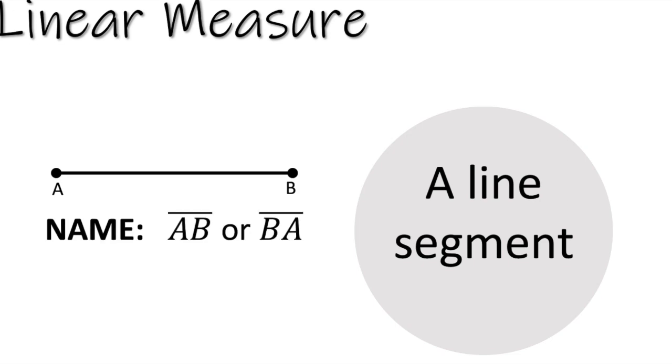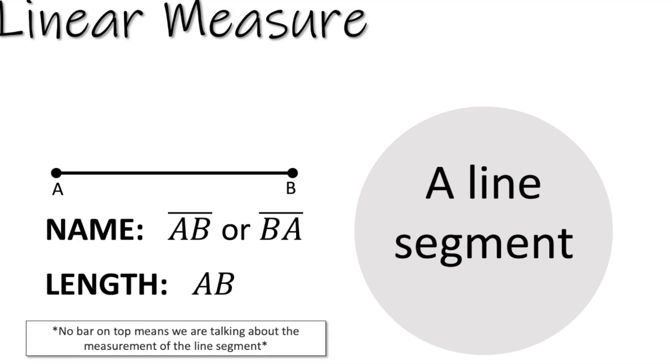We can name it either AB or BA. And notice on top, it's got that little bar, and that tells us we're talking about a line segment. We can also talk about the length of AB. Notice there's no little bar on top. When there's no little bar on top, that means we're talking about the measurement of something.